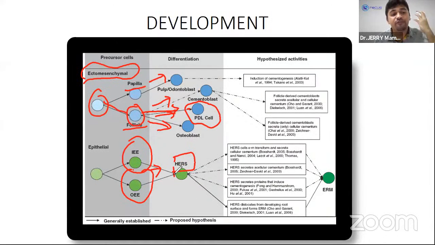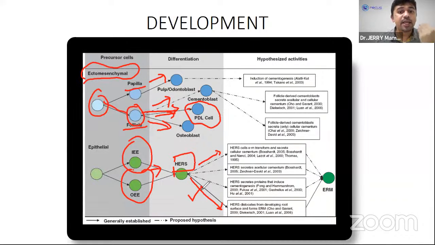What is our final outcome of HERS? What happens to HERS? The proven outcome, what is happening to HERS? What we actually know 100%. Can you see these dotted lines? They are all hypothesized, whereas the clear line says it has been proven. The other things are still being studied. Okay, so HERS, what happens?